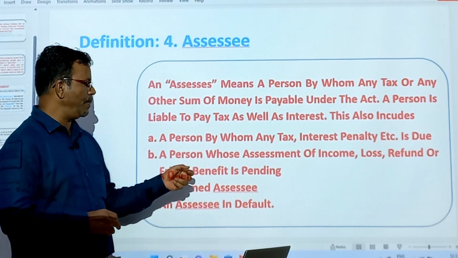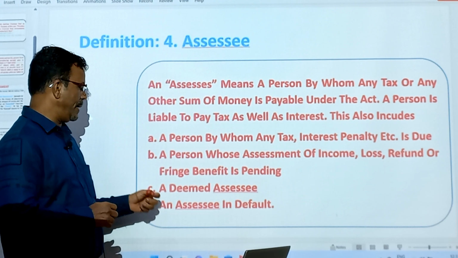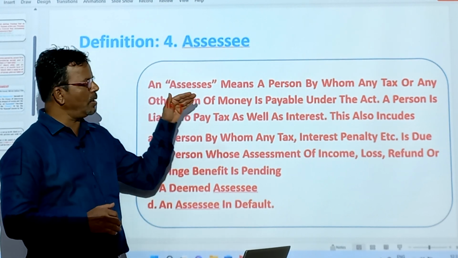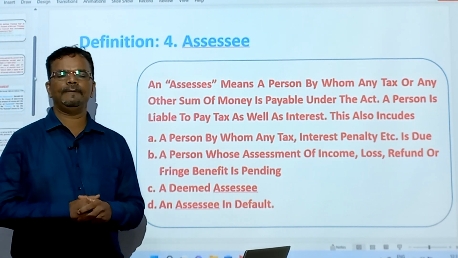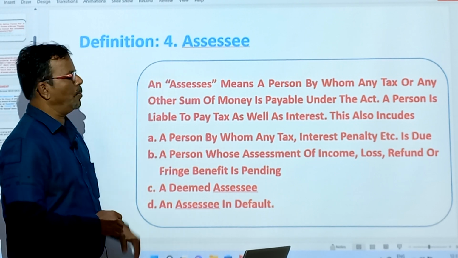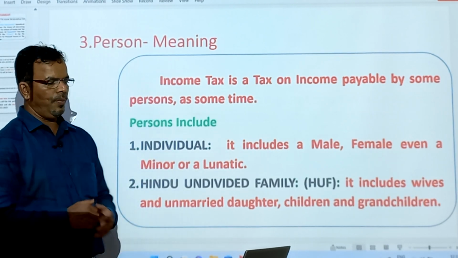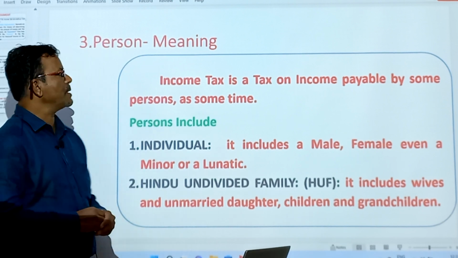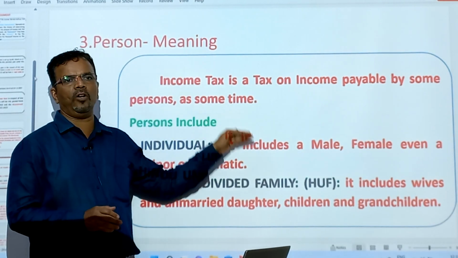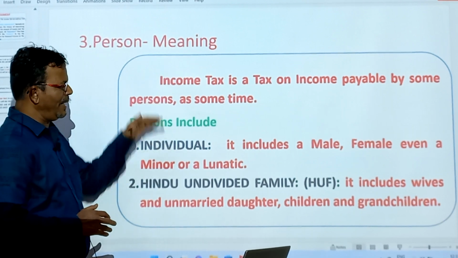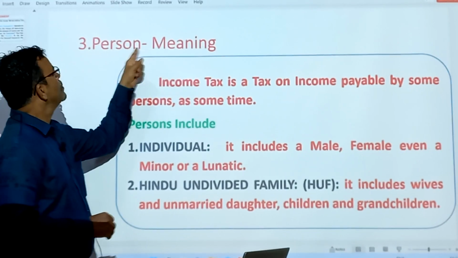After that, a deemed SSC, and after that an SSC in default. All the persons who are going to pay dues to the government are known as an SSC. After that, a very important term: person. A person is defined in the following ways. Following 8 words come under the person.